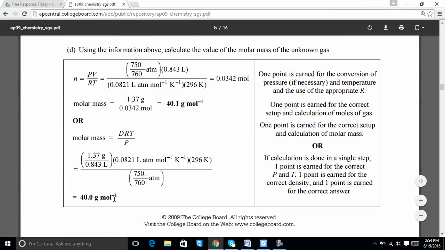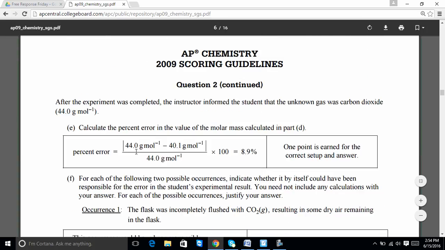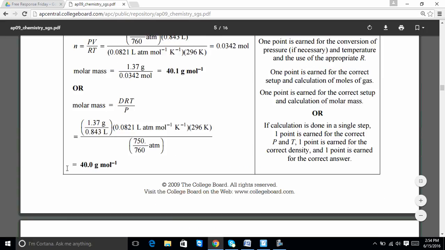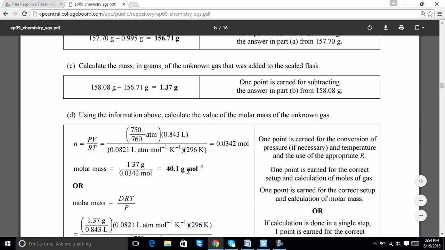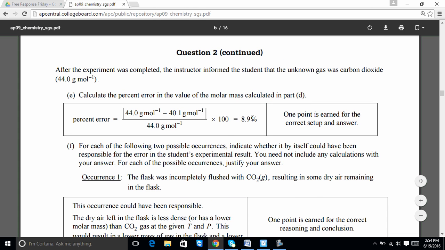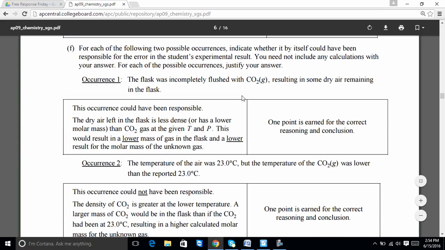Okay, so then right here we got 44.0 grams per mole, just like they did. They converted torr to atmospheres. But what I really think is interesting is, I don't know why they have, oh. They used 40.1 and I'm using 40 because that's what I got. So they have 8.9%, but we used 40.0, which is why we got 9.1%.